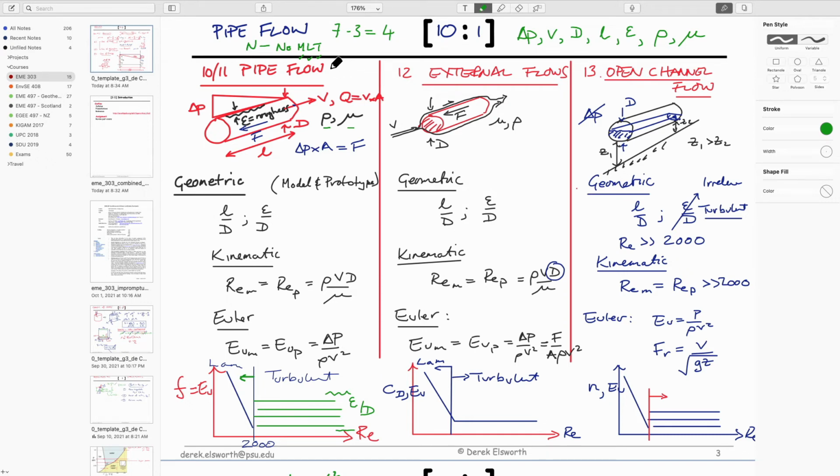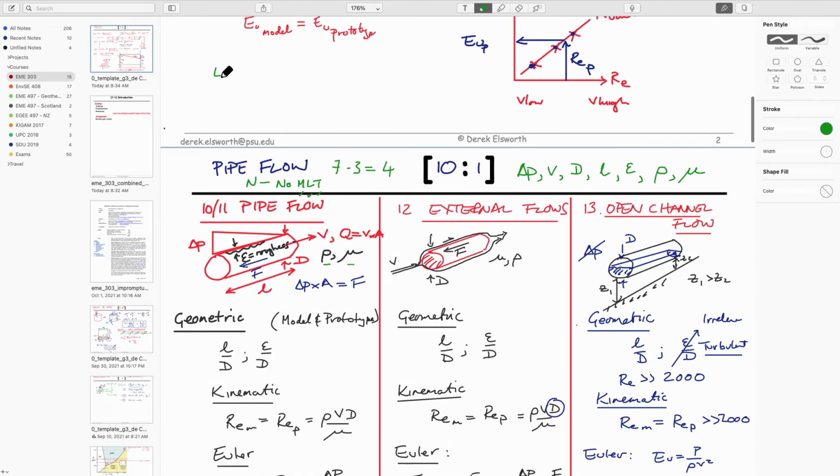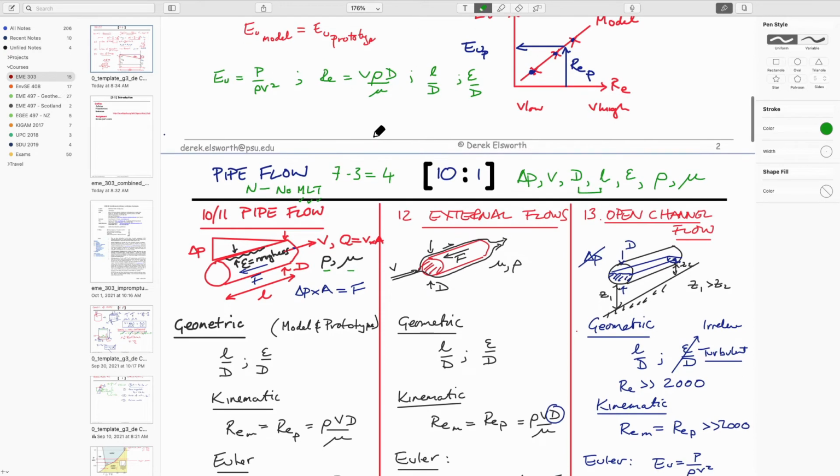And we'll find out that the dimensionless numbers that control the behavior would be the Euler number, and the Reynolds number would be the second one. So we need two others. The easiest two others would be the length over diameter, so these are linked to each other. And the other one is going to be the relative roughness, epsilon over d.